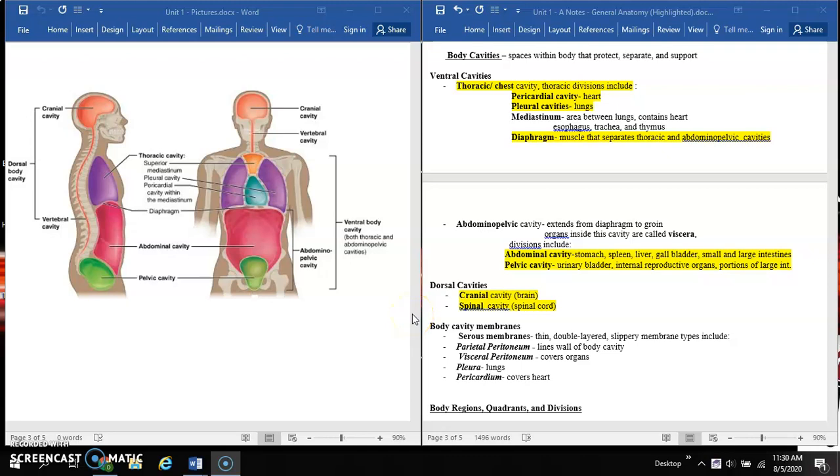This is the second video on general anatomical terminology, and this one will deal more with internal structures in the body, like body cavities or the way that your body's divided up internally. Now, body cavities, you're going to have several different ones we're going to look at here. They're mainly for support and protection.